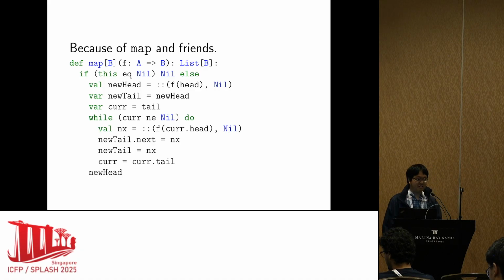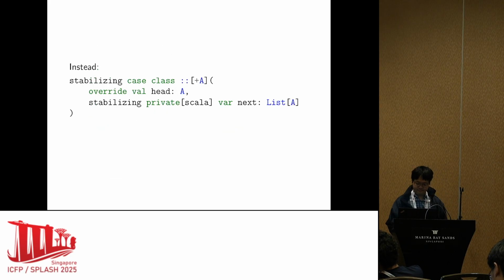So a lot of algorithms in the Scala standard library that operate on lists do so with imperative algorithms to avoid non-tail recursion. So here's how map is implemented. It applies a function by creating a new list iteratively and adding to that list's tail at each step.